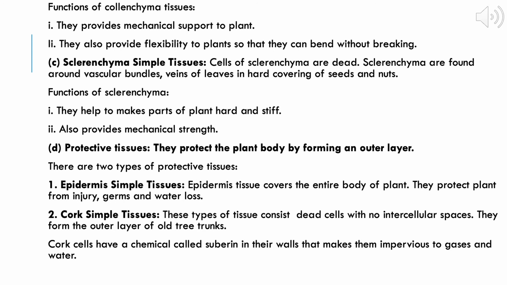Now coming to the fourth one, that is the protective tissue, and it is also known as epidermis. What is epidermis? Epi means the upper, dermis means the layer which is present on the upper part of the body, or at the upper layer, meaning it is present on the organ so that the inner part can be protected. So this epidermis is the outermost layer of cells in plants, and it has no intercellular space.